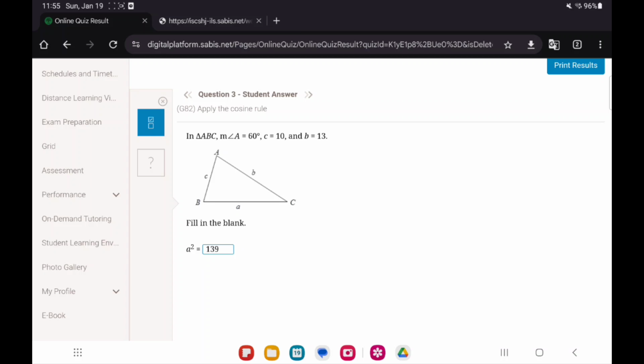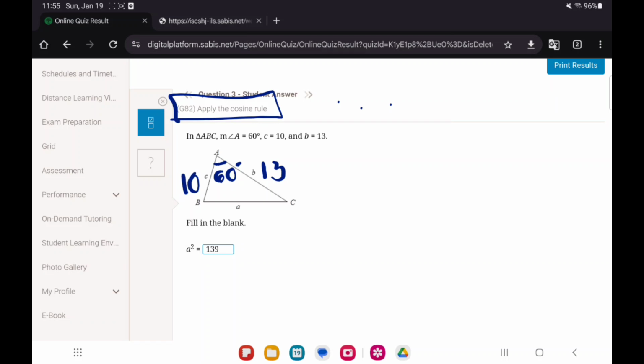Now it's a bit different, where they're asking for the cosine rule. Just remember, cosine rule, whenever you have an angle between two sides that you have. So for example here, we have angle 60 for A, and the side B is 13, and the side C is 10. So you can't use the sine rule because you don't have two angles, or an opposite angle. So we're gonna use the cosine rule.